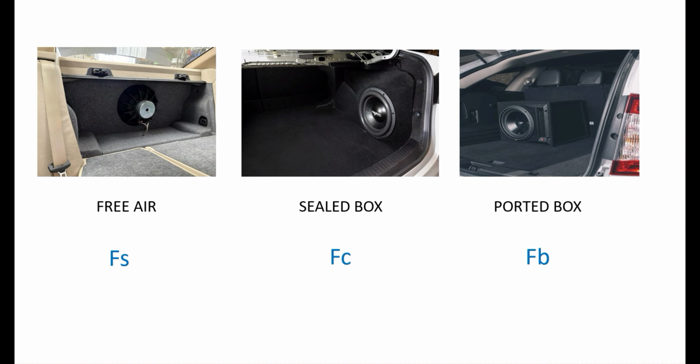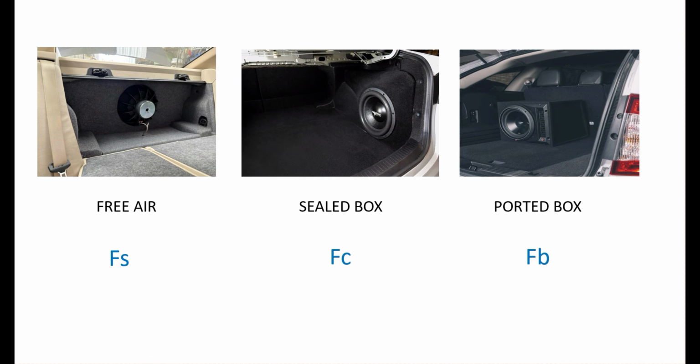So far we've been talking about speakers mounted in free air, just on mounting rings, venting into a door void or into a dash, or speakers set up in IB. But how do things change when we put speakers into a sealed box or a ported box?